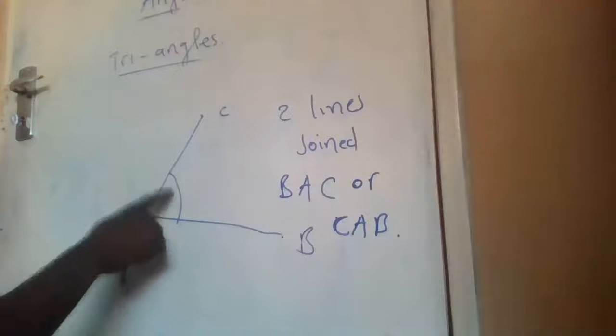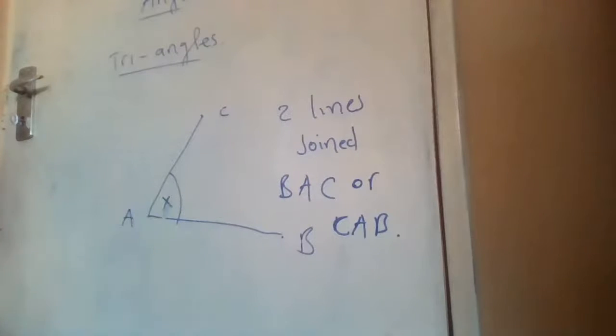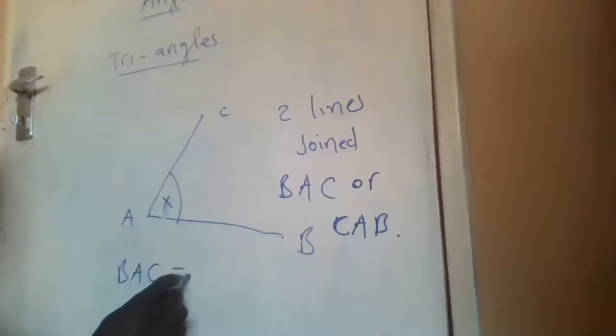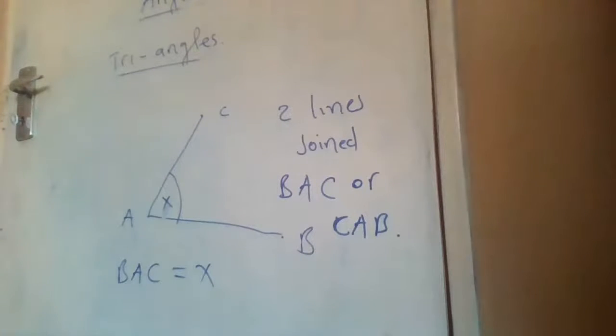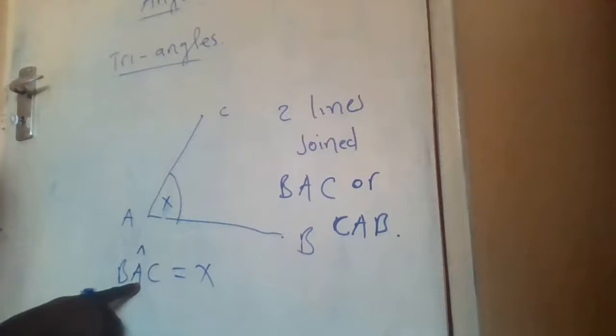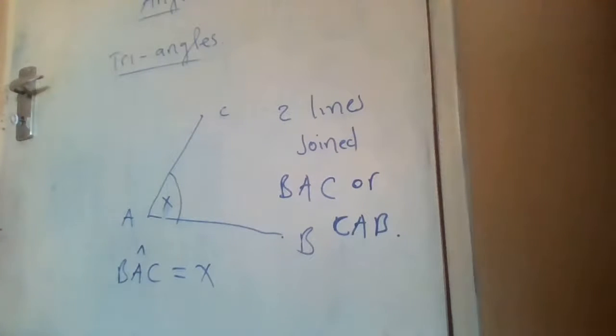If here we have a letter which is X, we can say that angle BAC is equal to X. Because at times they may not give you letters, they will use these symbols. And most of the time they like putting that to represent the point where the angle is.